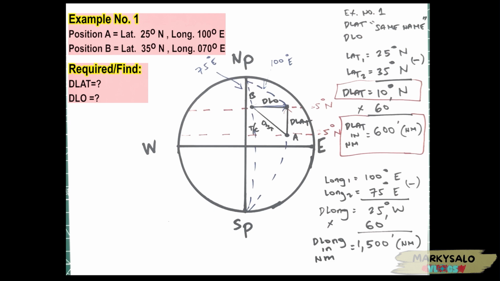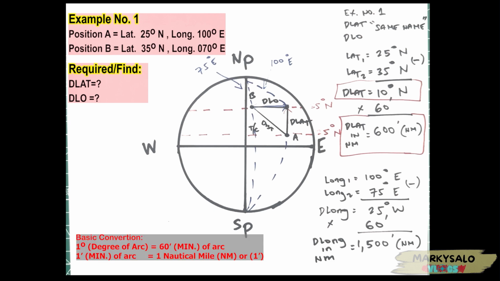The final answer for DLAT should be in degrees or in nautical miles. If we want the value in nautical miles, we simply multiply 10 degrees by 60 minutes, since 1 degree of arc is equivalent to 60 nautical miles, and 1 minute of arc is equivalent to 1 nautical mile in the latitude scale.